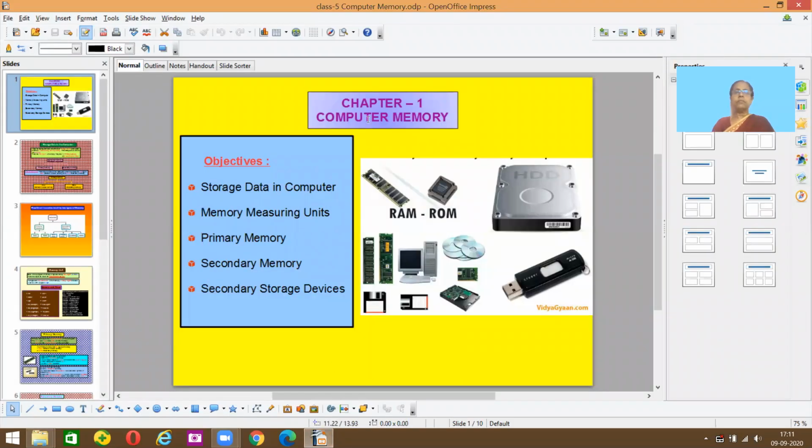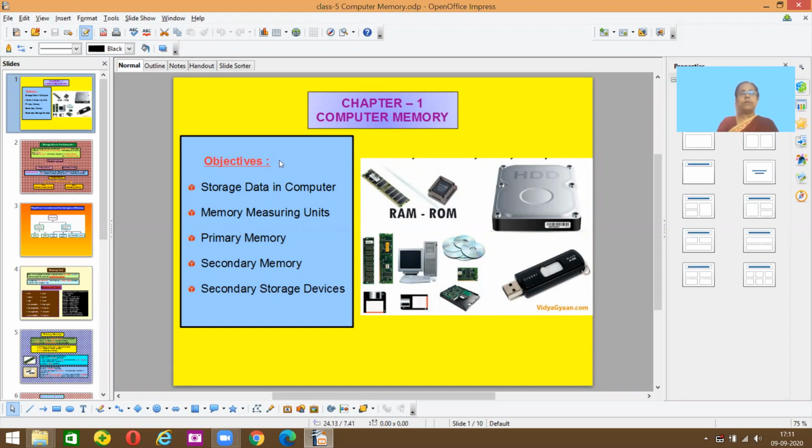Yes, children, this is your first chapter, computer memory. You can see I put a picture of all the memory devices. This is your hard disk, this is your pen drive, this is your floppy disk, this is your RAM, your ROM, your CDs, and your CPU, in which you have this hard disk.